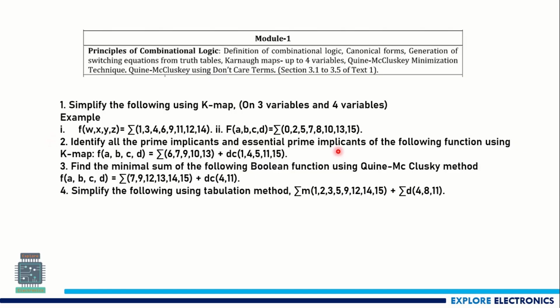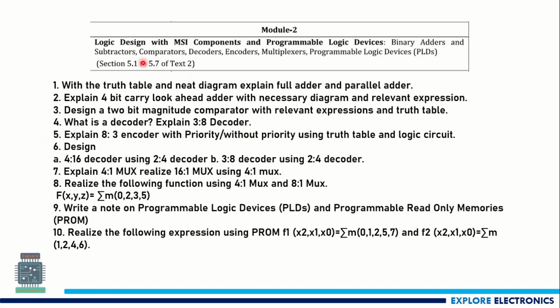This is module 1. Coming to module 2, logic design with MSI components and programmable logic devices. Here encoders, multiplexers, decoders are very important. They may ask to implement some function using a decoder, or they directly ask to explain 3 to 8 decoder, 4:1 mux, like that. And they may ask to implement higher order multiplexers using lower order. Like you can see here, 4:16 decoder using 2:4 decoder, 3:8 decoder using 2:4 decoder, like this.